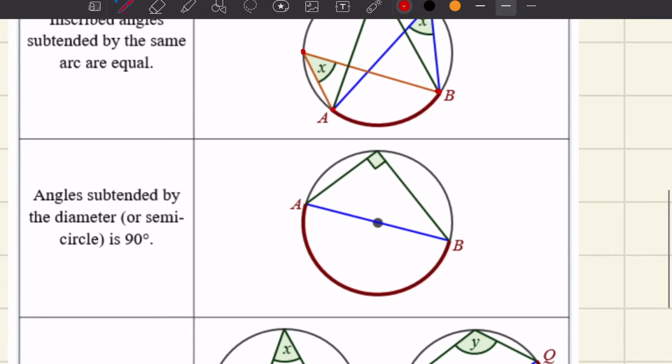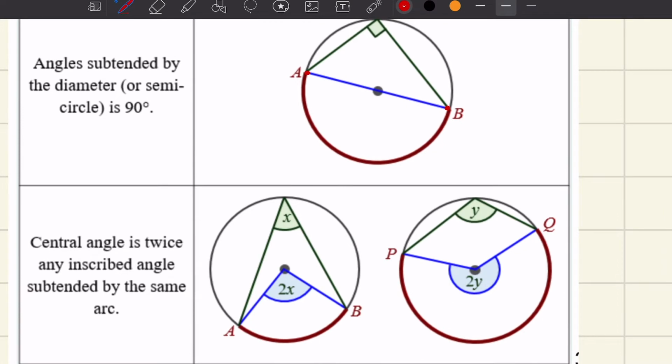And now let's look at the second one. So when there is an angle made on the start and end point of the diameter of a circle, the angle is always 90 degrees. Remember, it must be on the start and end point of the diameter. If there is an angle like this, then it's not going to be equal to 90 degrees because it didn't start at the start point and end point of the arc.